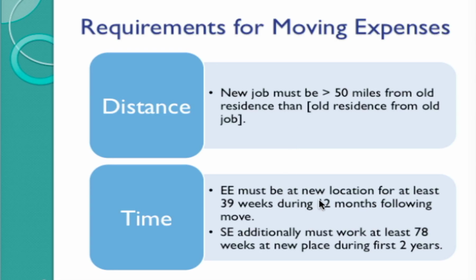Then the employee must be at the new location for at least 39 weeks during the 12 months following the move. So you can't hop from place to place without that amount of time passing. And the other time requirement is 78 weeks during the first 2 years. So basically 39 weeks during the first year and 78 weeks during the first 2 years. That doesn't mean 39 weeks during each of the first 2 years. So for instance, you could have all 52 weeks of the first year and then 26 weeks of the second year, and that would meet your requirement there.